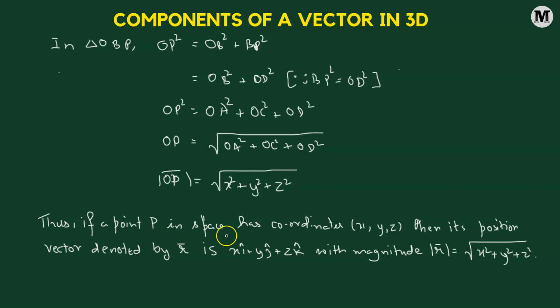Thus, if a point P in space has coordinates x, y and z, then its position vector, which is denoted by r vector, is xi cap plus yj cap plus zk cap, with magnitude given by the square root of the sum of the squares of the coordinates.